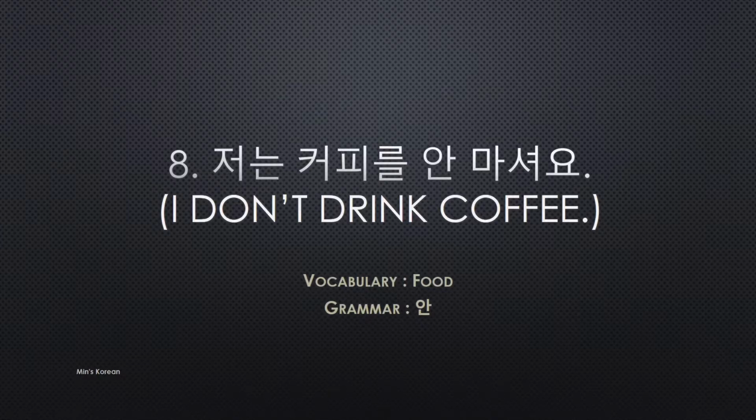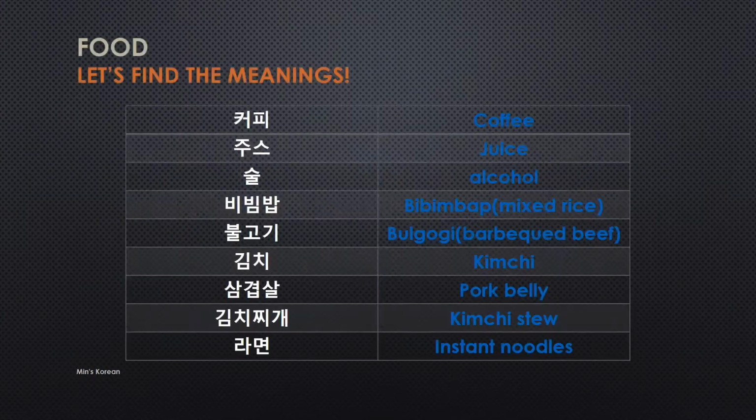저는 커피를 안 마셔요. I don't drink coffee. So today, let's have a look. Just put name and then grammar 안. Okay, let's start from vocabulary first. So let's find the meaning.